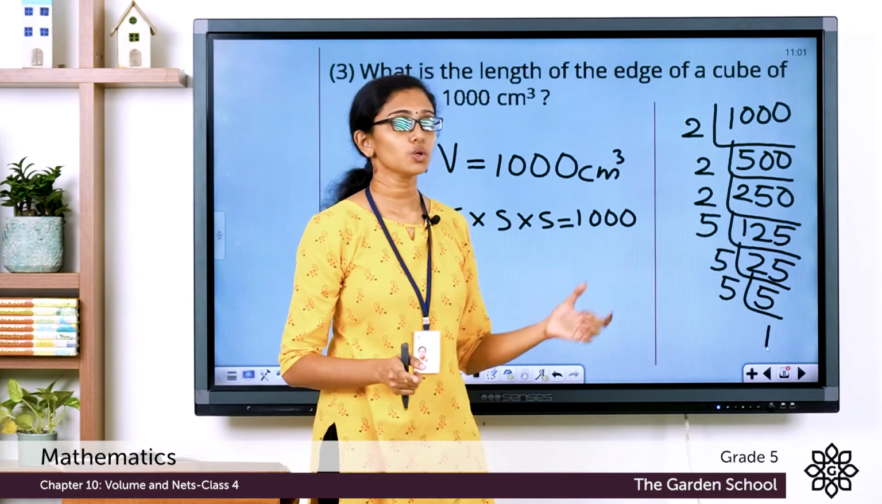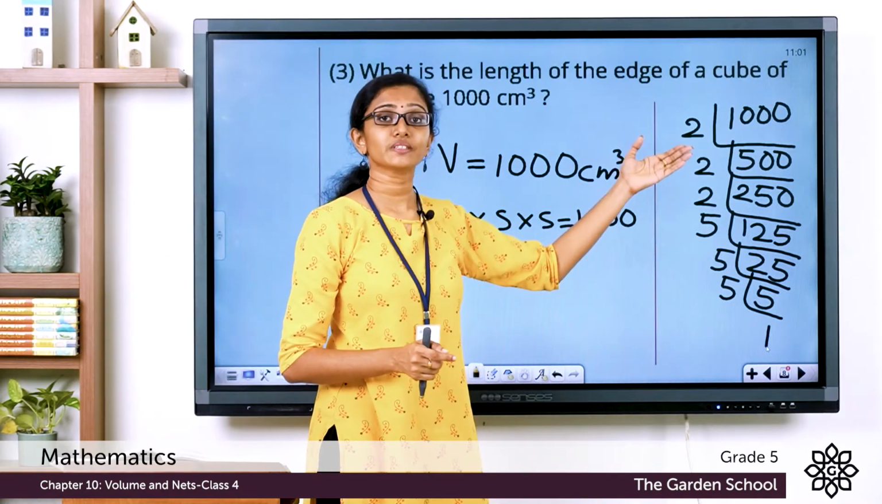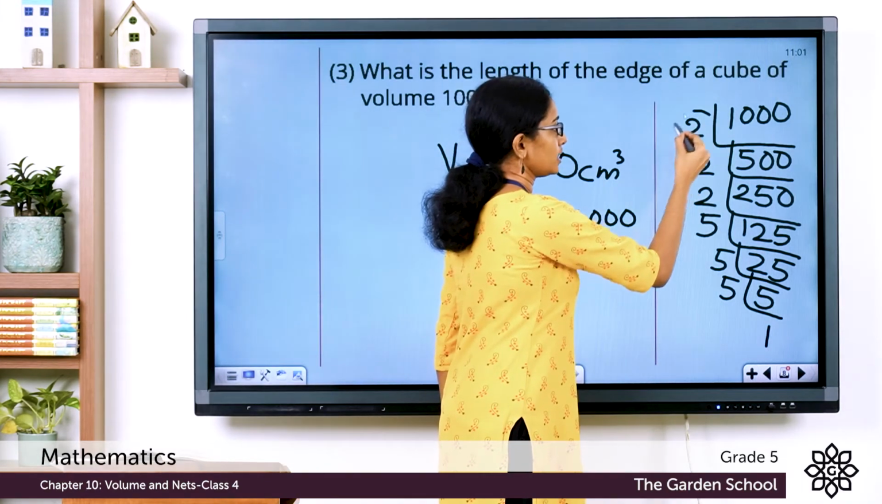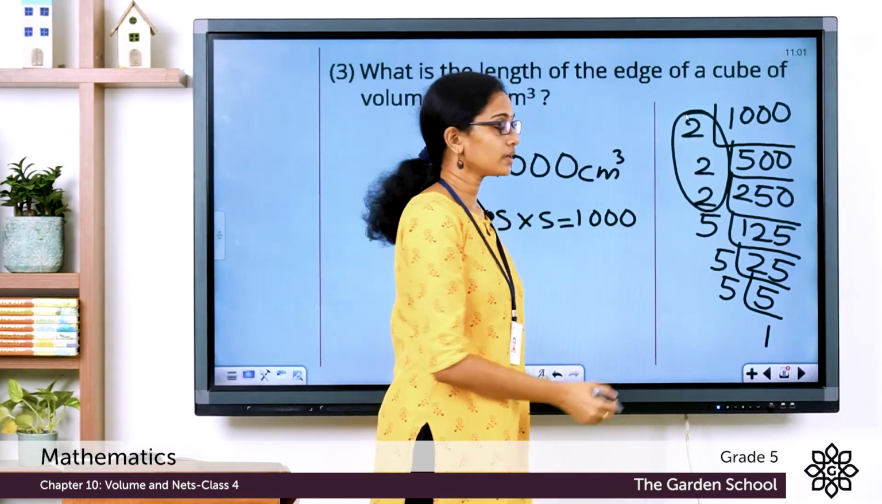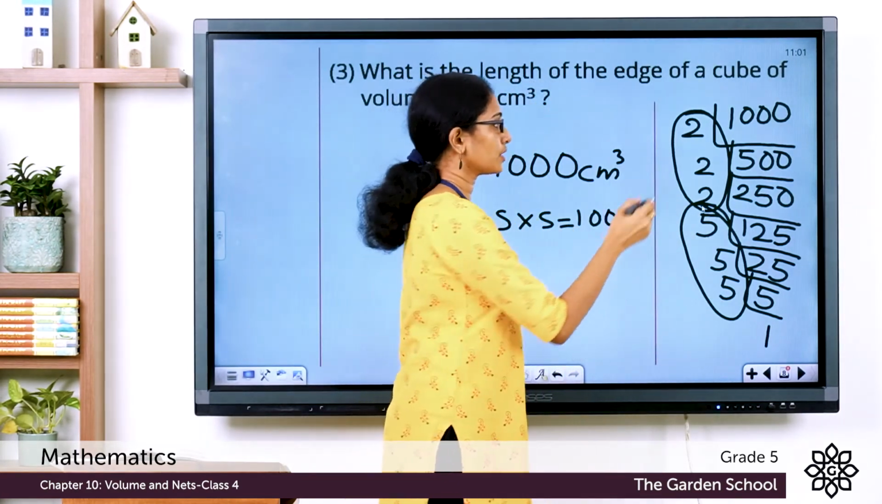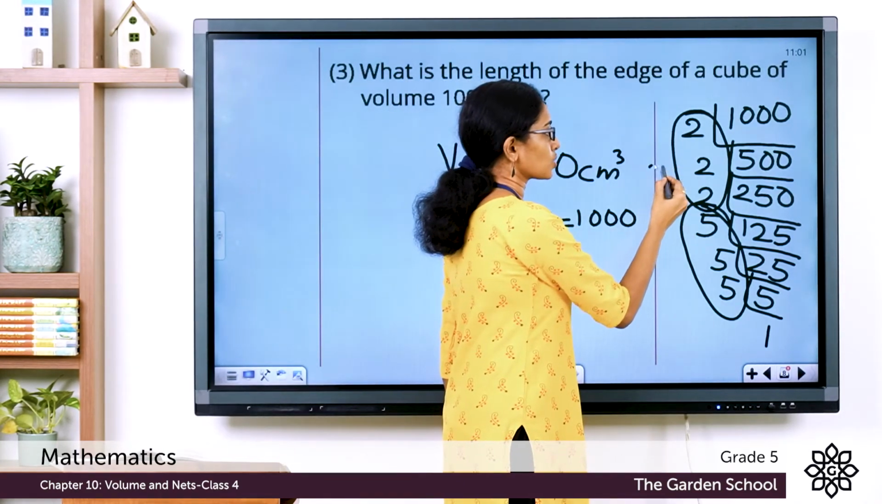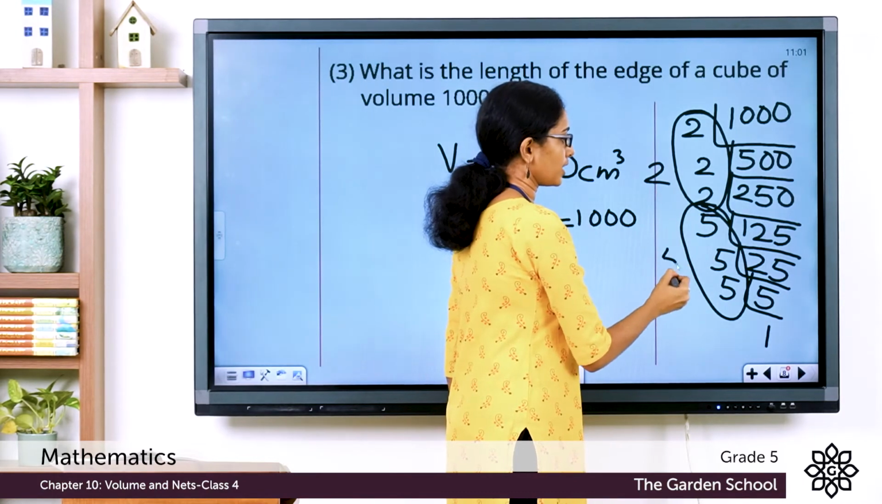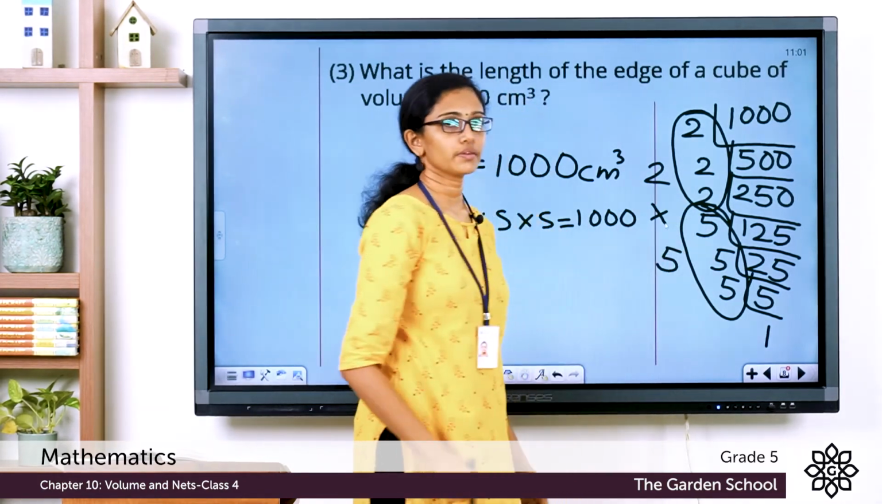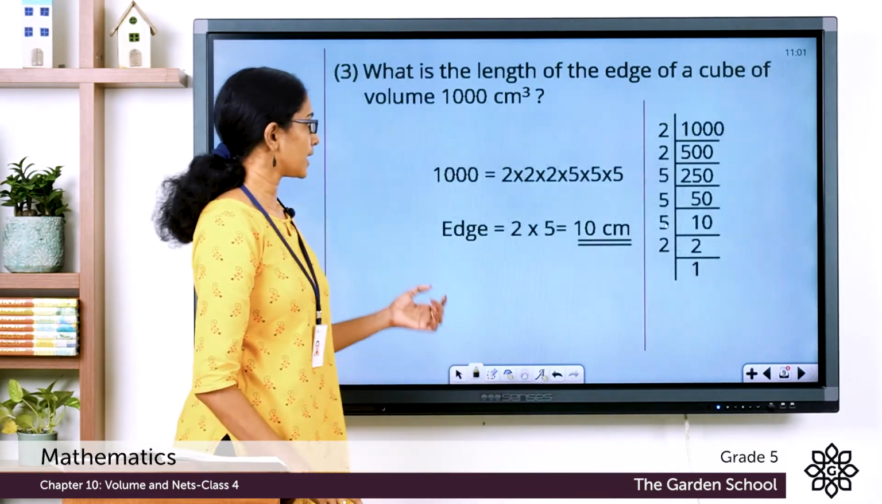Now you have to group these factors into groups of 3 factors each. Let's see how. See, you have 3 2's here, group them, and you have 3 5's here, group them. Then you have to take 1 from each group. So 1 2 from here and 1 5 from here. Then you have to multiply these two, 2 into 5. And let's see that one more time.